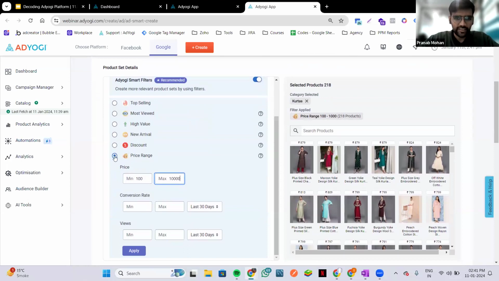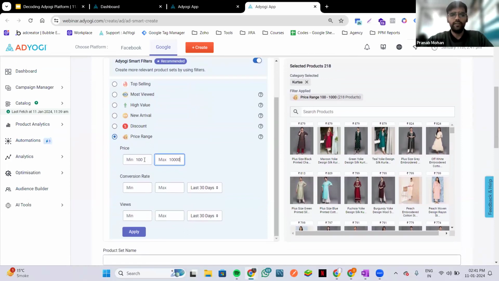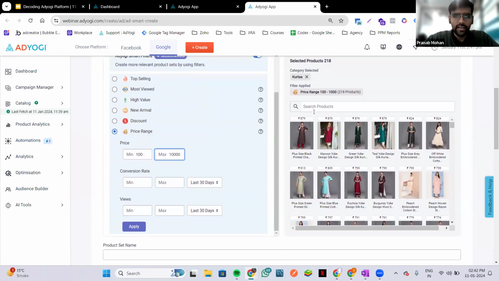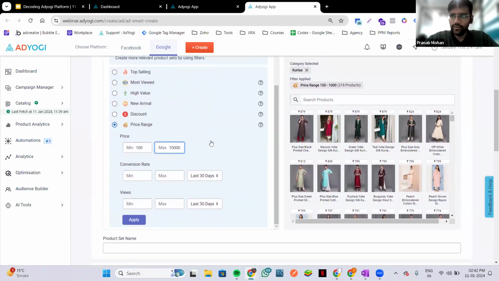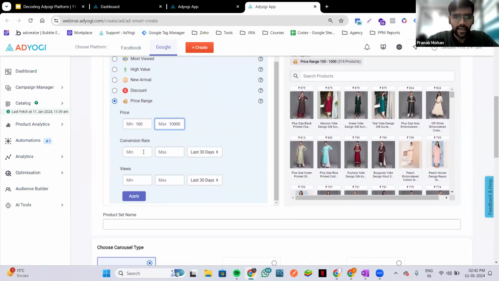And within the price range section, I can define the pricing. So for me, I've included the entire category for consideration. So I can say minimum price from 100 to 10,000 so that it includes all the products. Now, this is where the beauty of the Adyogi filters lies. Now, this is where I can define the less discoverable or hidden gem section.